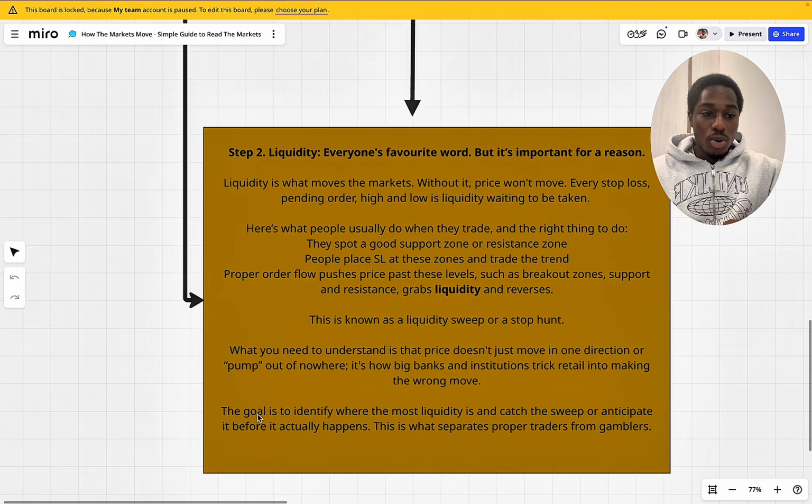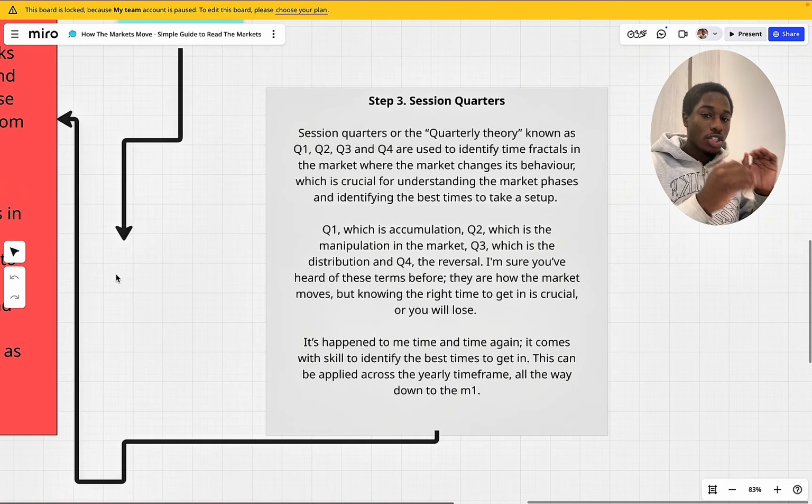Now, the goal, as I said, is to identify where the most liquidity is, catch the sweep or anticipate it before it actually happens. This is what separates proper traders from gamblers. Right now, moving on to step 3, session quarters. This one is very important.